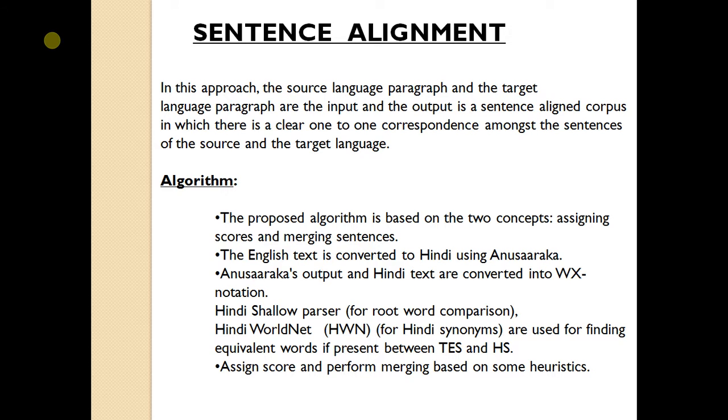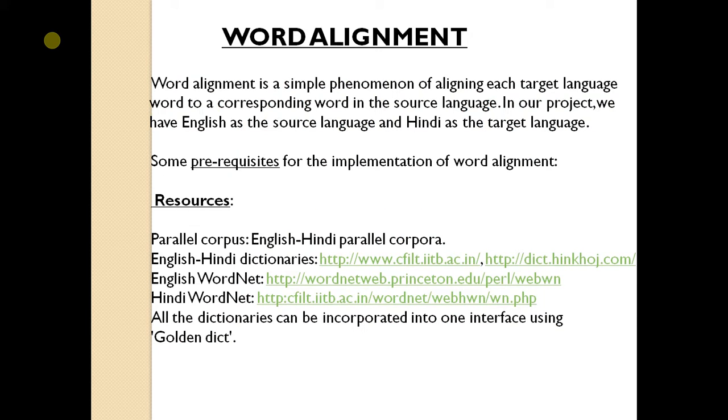The English text is converted to Hindi using Anusarka. Anusarka's output and Hindi text are converted to WX notations. Hindi shallow parser for root word comparison and Hindi WordNet are used for finding equivalent words if present between TES and HS. Assigning scores and performing merging based on some heuristics. Then is the word alignment.